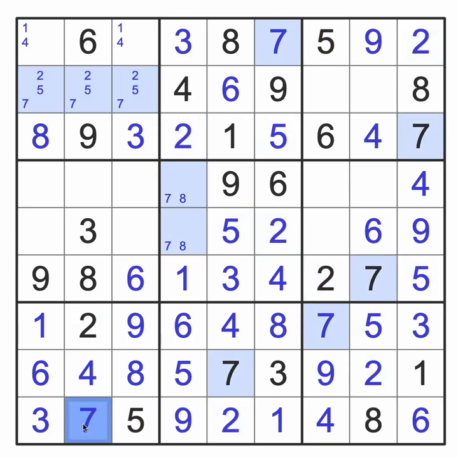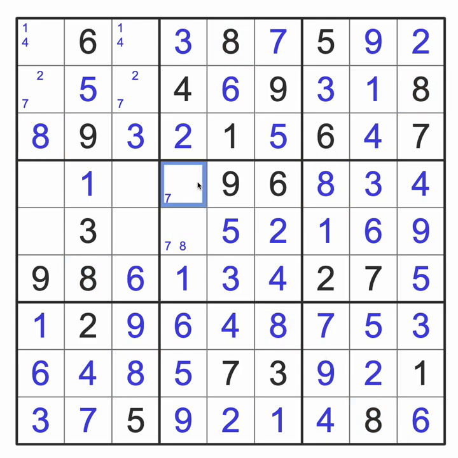Here's 2 and 7. Makes this cell 5. And that means this cell is 1. And this one blocks these. Gives me 1 here. 1 here. 3 here. The last number of this column is 3. The last number of this box is 8.